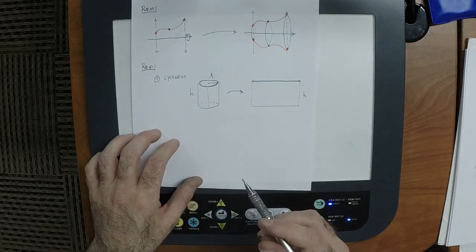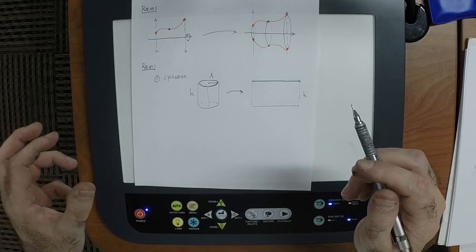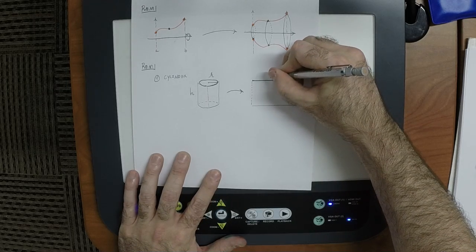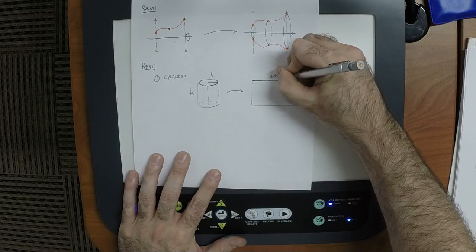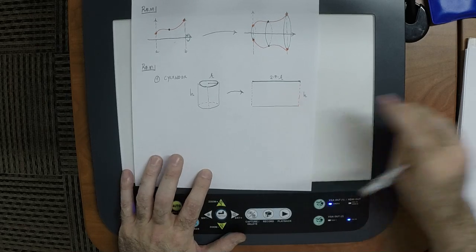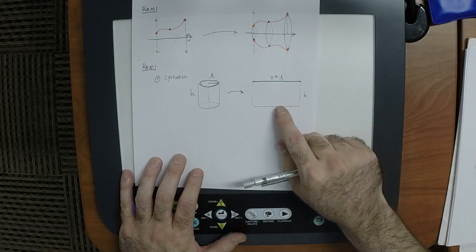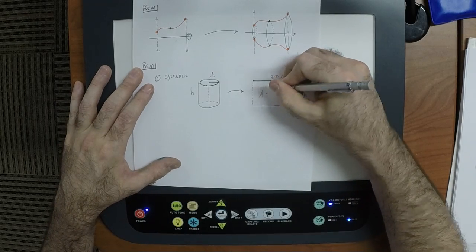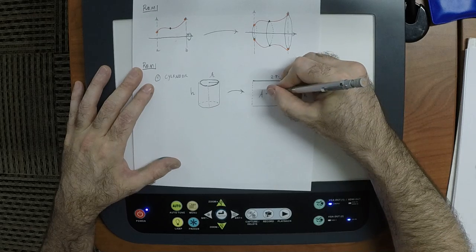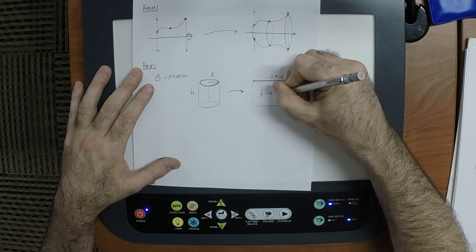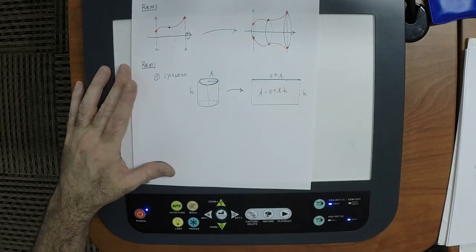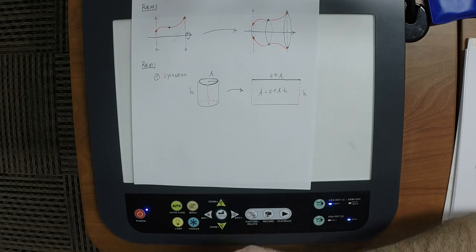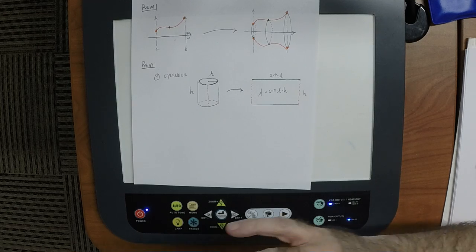That circle is known to have radius r. So what's the circumference in terms of radius? 2 pi r, right? So this would be 2 pi r. So now we can find the area of that. Because it's a rectangle, right? So the area of this is base times height. So it would be 2 pi r h. Okay. Now that's neat, but that's not the one that we need.